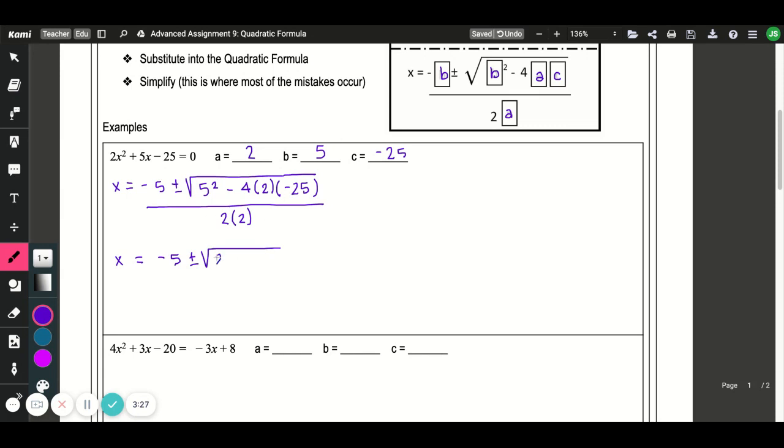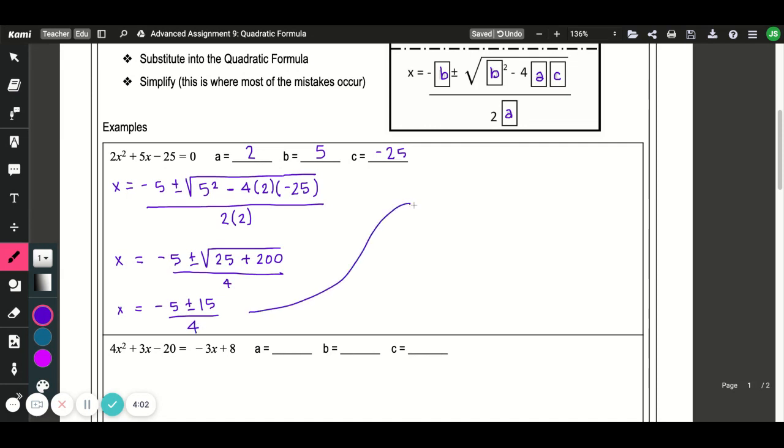So 5 squared is 25. Negative 25 times 2 is negative 50 times negative 4, or you could write minus 4 times. Either way, this is going to become positive 200. All over 2 times 2 is 4. So x equals negative 5. This is 225. The square root of 225 is 15. So plus or minus 15 over 4.